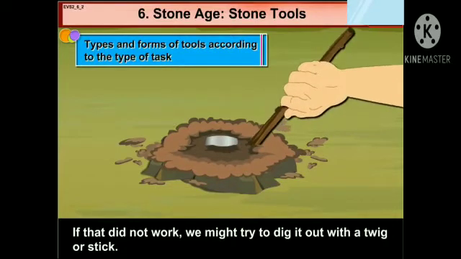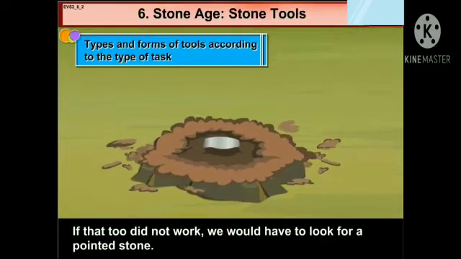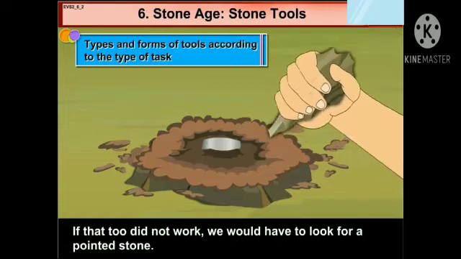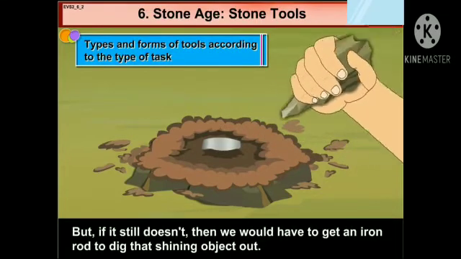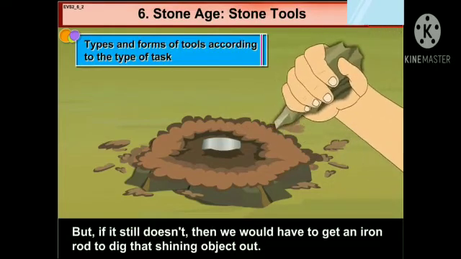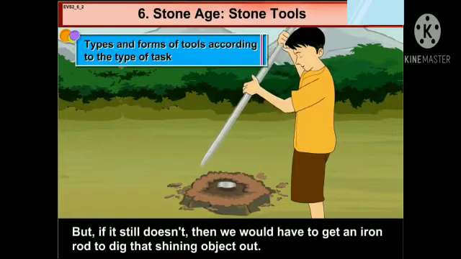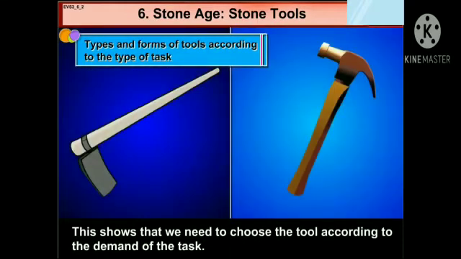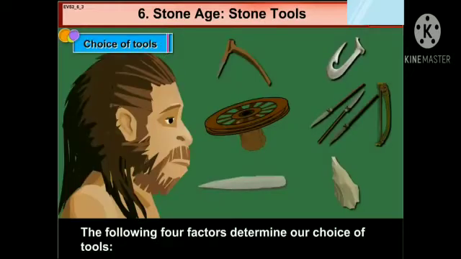If that is also not possible, then what will we do? If that too did not work, we would have to look for a pointed stone. Yes, we will start digging with that. That should do the job. But if it still doesn't, then we would have to get an iron rod to dig that shining object out. This shows that we need to choose the tool according to the demand of the task.